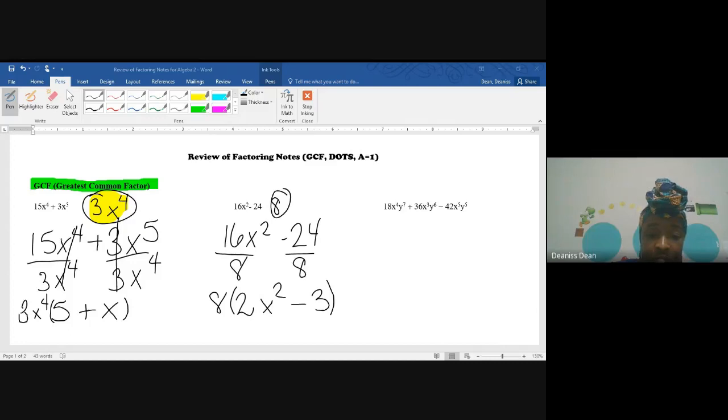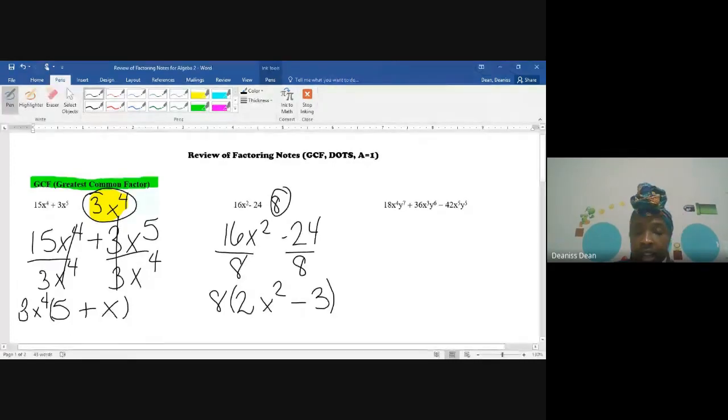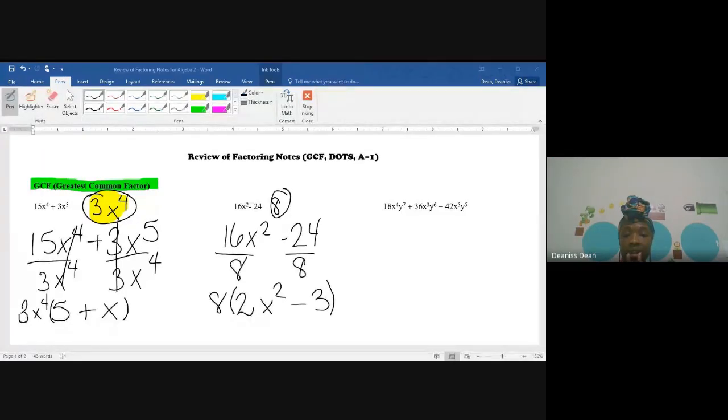Okay, so since no questions there, last one for GCF, you got 18x to the 4th, y to the 7th, plus 36x cubed, y to the 6th, minus 42x to the 5th, y to the 5th, right? So this one we have 3 terms this time, but we still handle it the same way. We look at our numbers and we see, okay, you got 18, 36, and 42. What is the greatest number they have in common? And then you do look at your variables. You look at all the x's, you look at all the y's, all right? So you got 18, 36, and 42. Those 3 numbers. What would be the GCF of 18, 36, and 42?